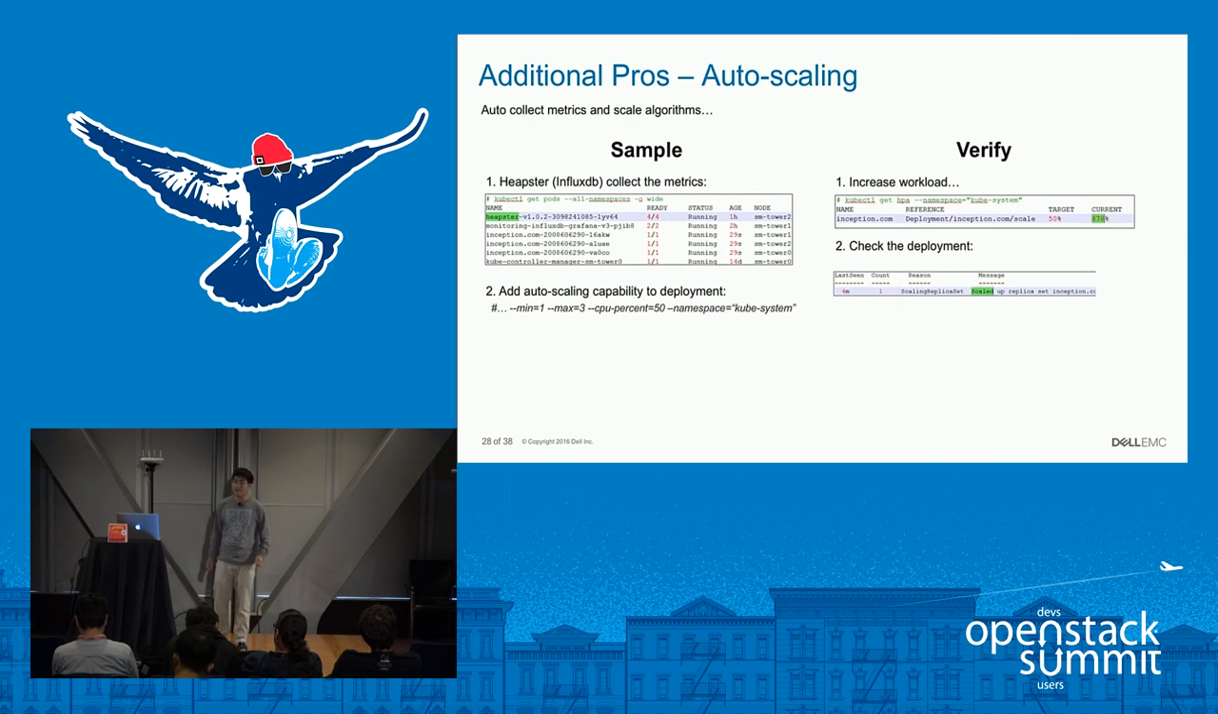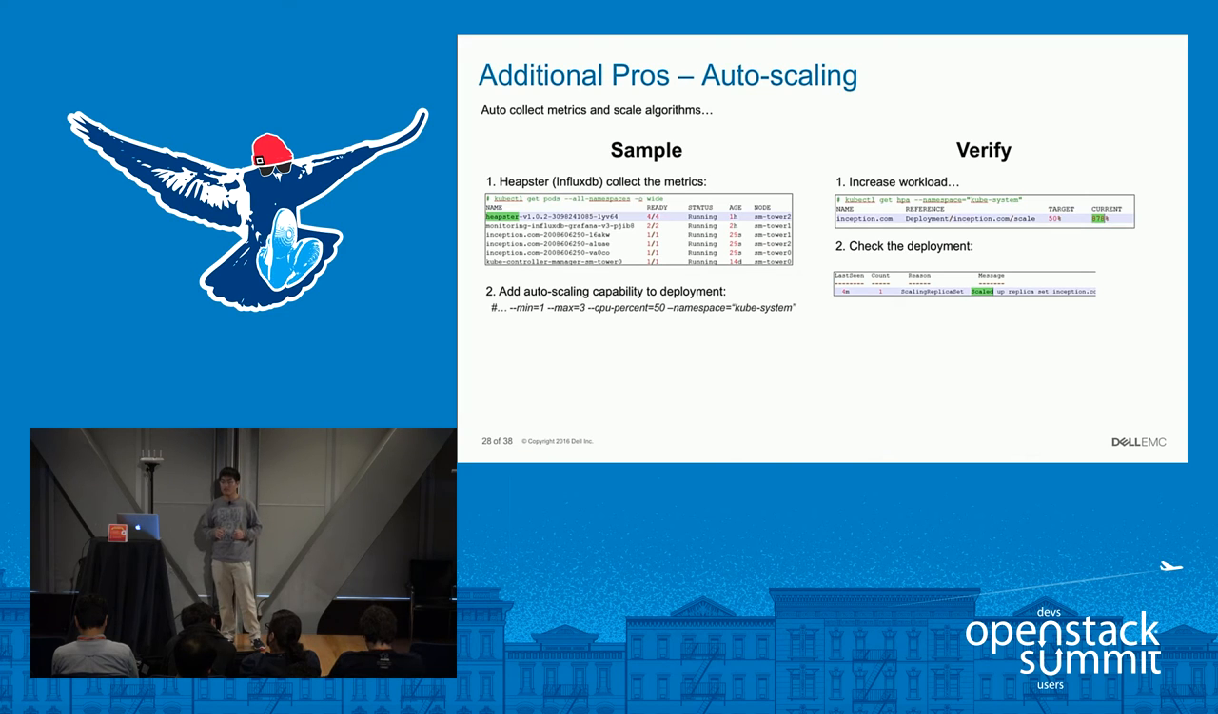The next thing is auto-scaling. Both OpenStack and Kubernetes provide their own technology stack to do monitoring. In OpenStack, we can use Gnocchi, Monasca, and Ceilometer. It's basically at the infrastructure level. And in Kubernetes, we can use monitoring tools like Heapster and InfluxDB. They will handle the data collection and the storage. It's basically targeting the container layer.